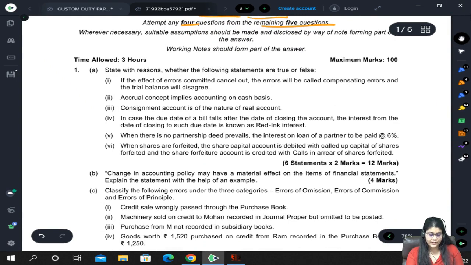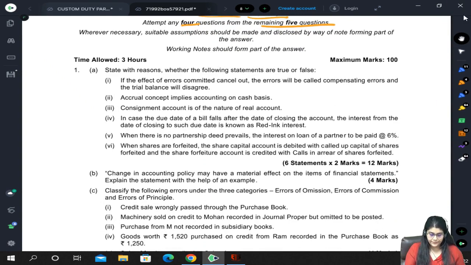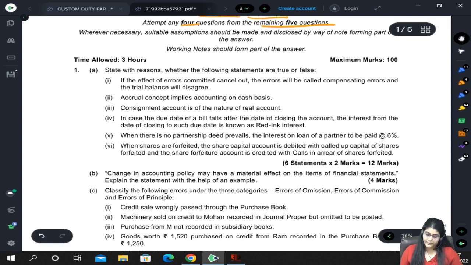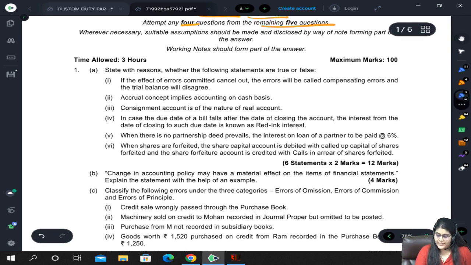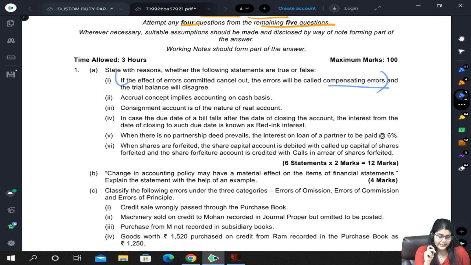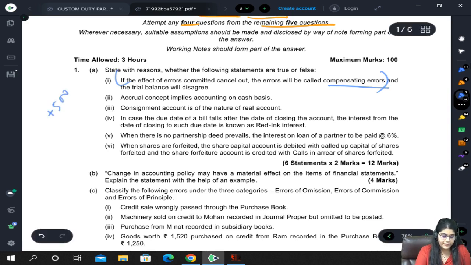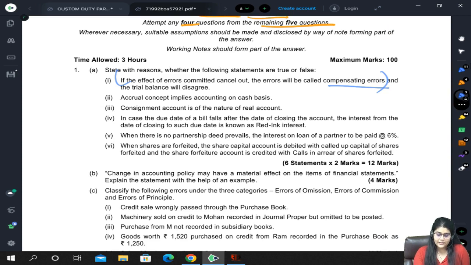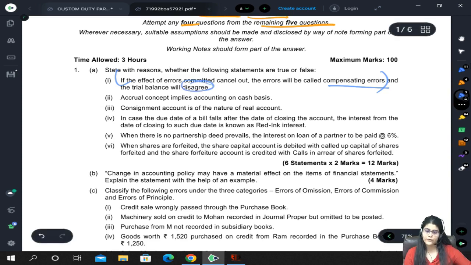State with reasons whether the following statements are true or false. If the effect of errors committed cancel out, the errors will be called compensating errors and the trial balance will disagree. Compensating errors are actually those errors which cancel out each other, so this part is completely correct. However, if there is a plus 500 somewhere, there is a simultaneous minus 500 somewhere else, which means eventually the trial balance will always agree. There will be no discrepancy seen in the trial balance. Therefore, the statement is false.